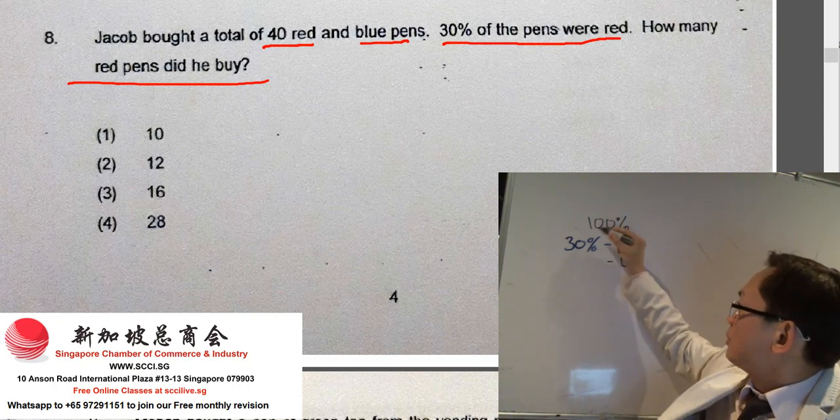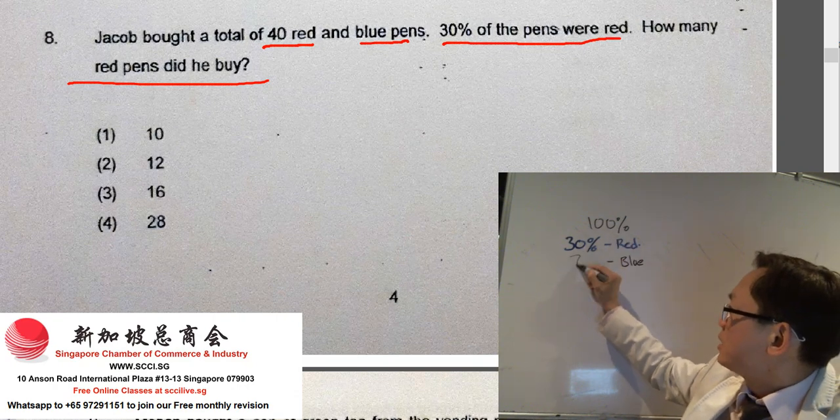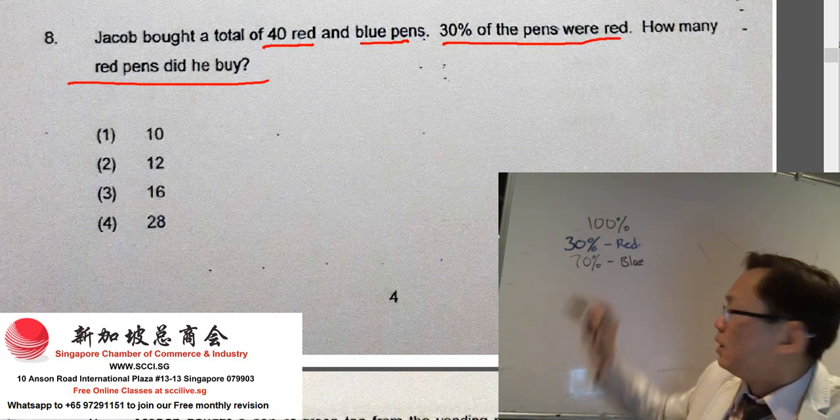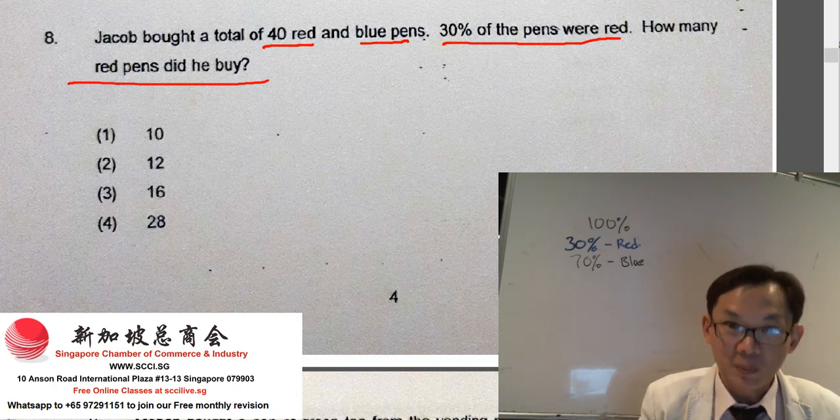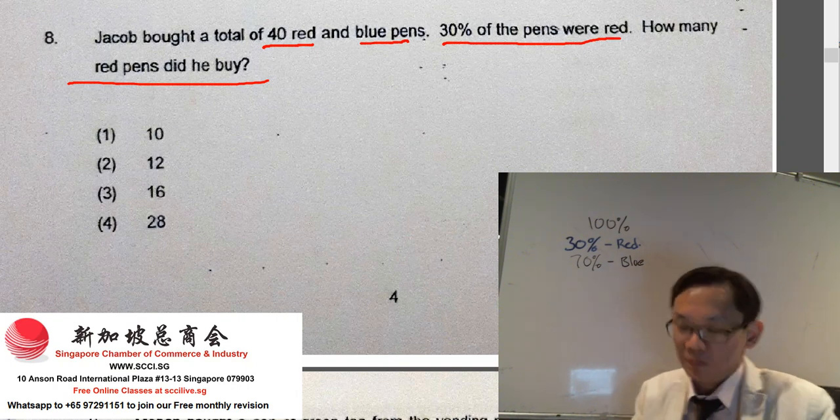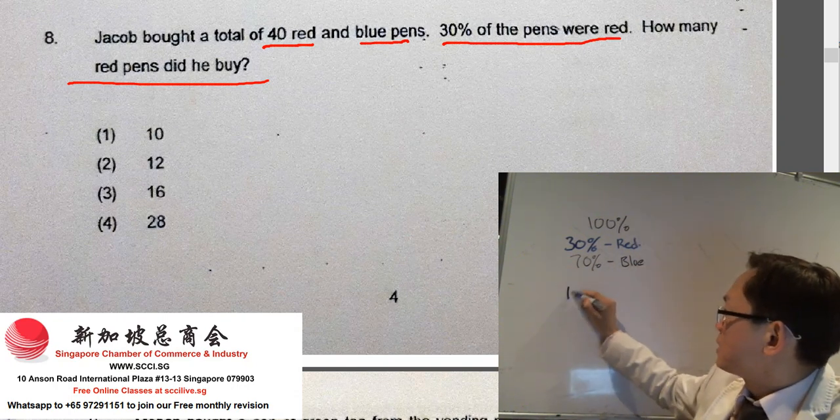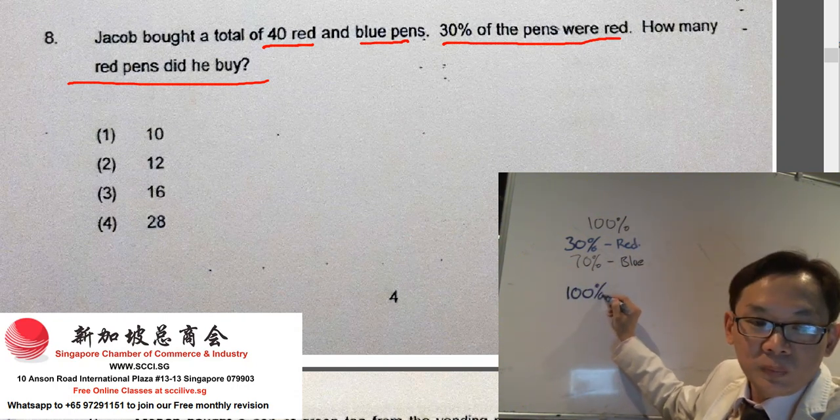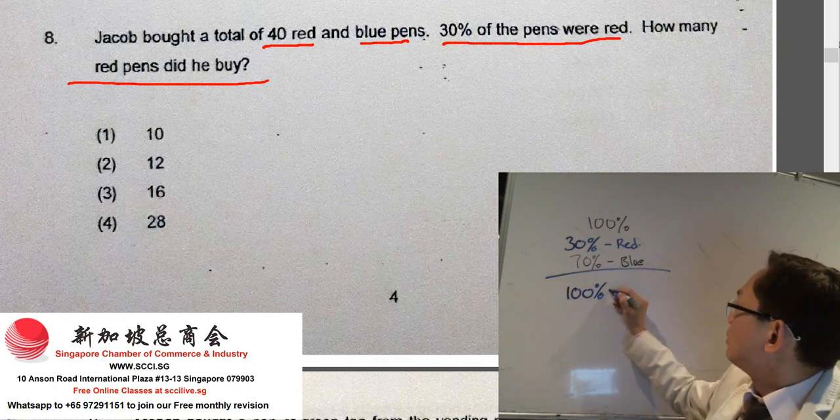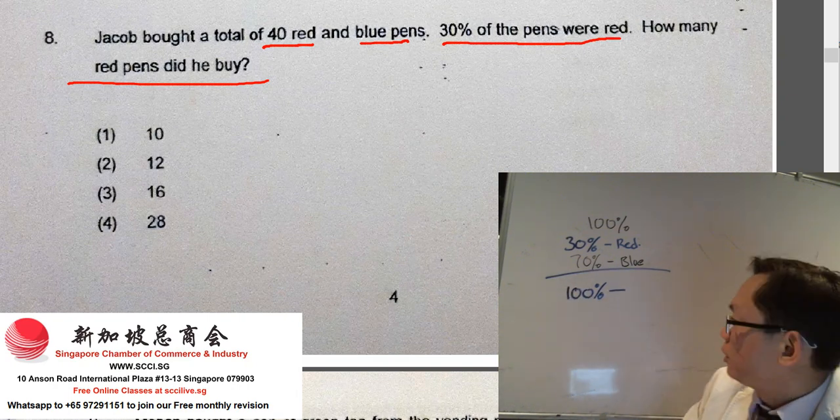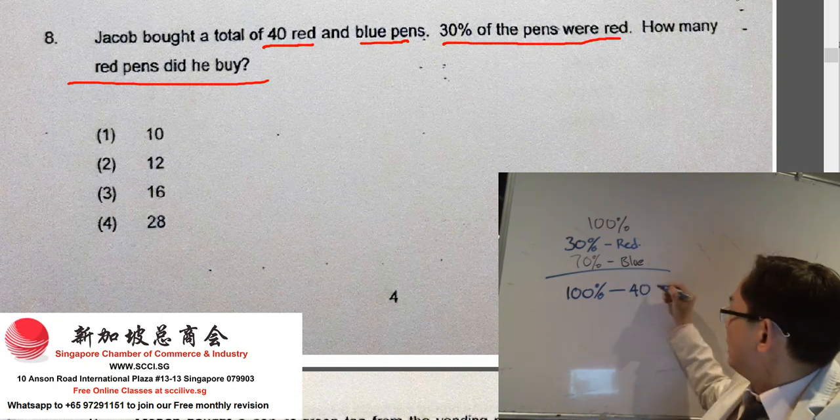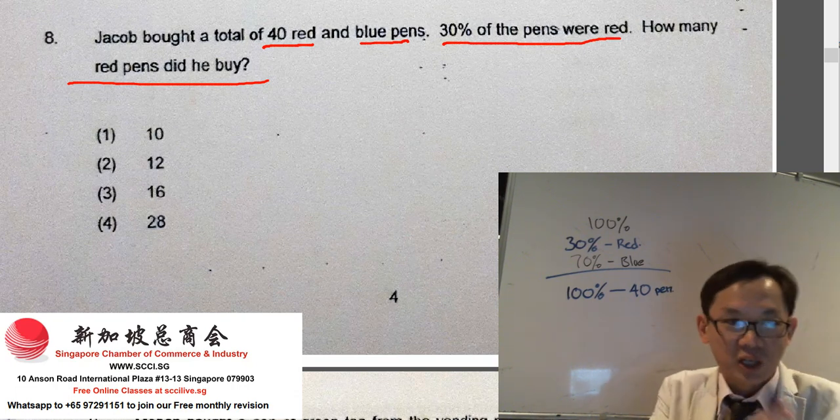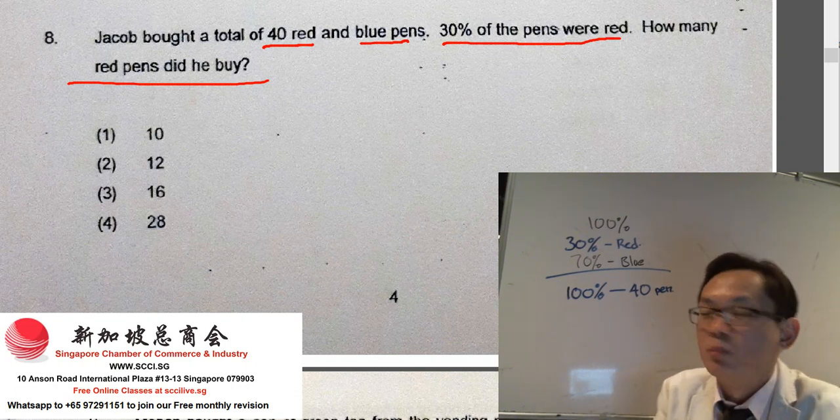Of course, 100 minus 30 is 70%. So now at least we know that 70% of the pens are blue pens. Remember, for 100% itself, we are now talking about how many pens? The total is 40 red pens and blue pens. This is the total number of pens that we have, which is stated: Jacob bought a total of 40 red and blue pens.